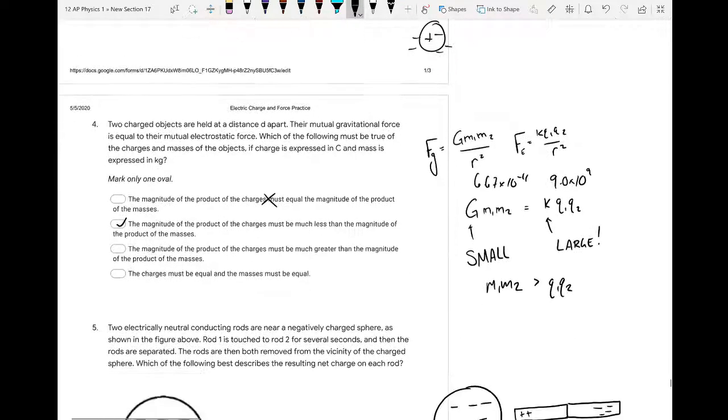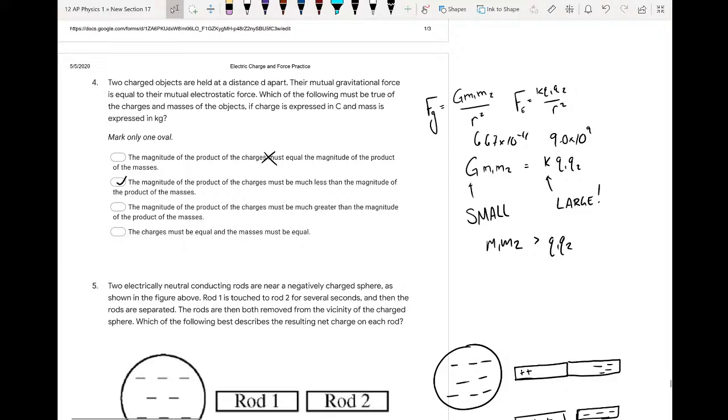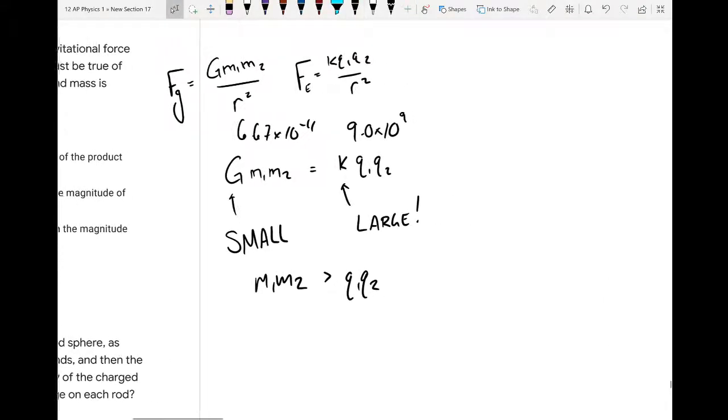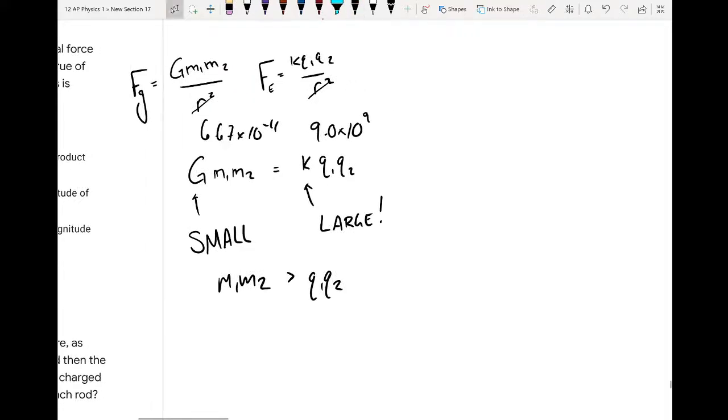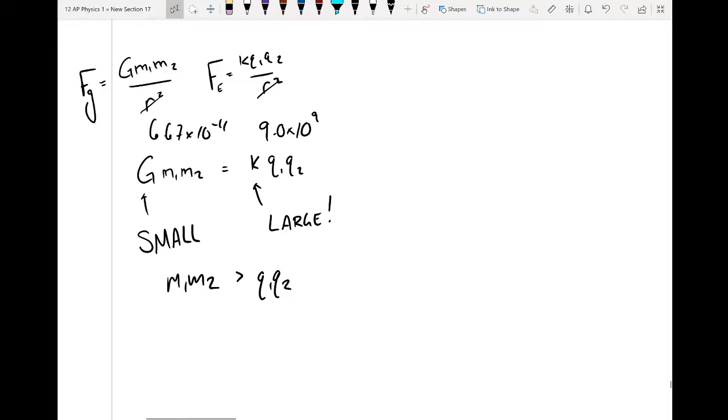With this next one, two charged objects are held a distance d apart. Their mutual gravitational force is equal to their mutual electrostatic force. Which of the following must be true of the charges and masses of the objects if charge is expressed in coulombs and mass is expressed in kilograms? So our standard units. Here we say, okay, the gravitational force is equal to the electric force. These r squared are going to be the same thing. So we can say G m1 m2 has to equal k q1 q2. And we know from our equation sheet that G is very, very small.